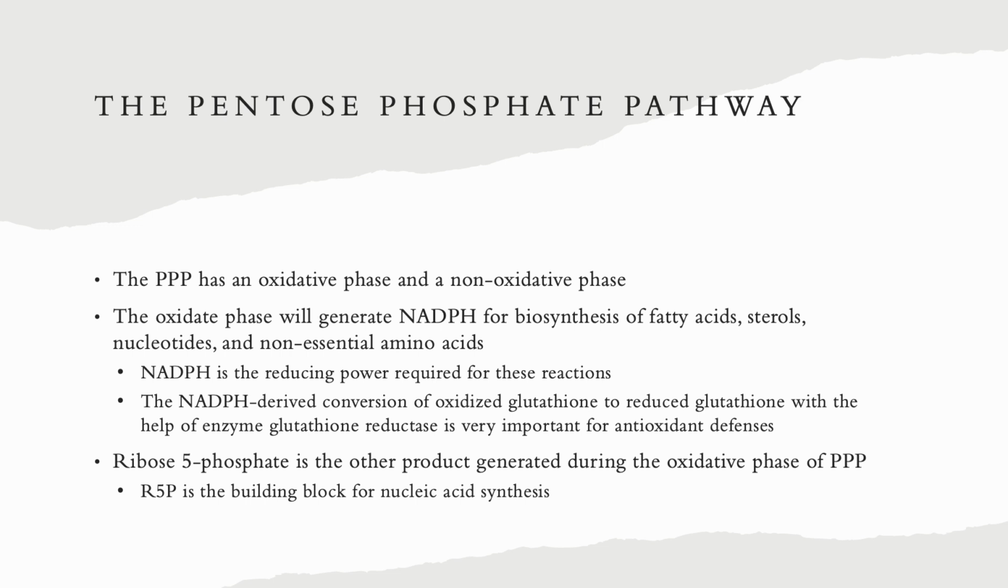The NADPH-derived conversion of oxidized glutathione to reduced glutathione with the help of the enzyme glutathione reductase is very important for antioxidant defenses. It also helps produce reactive oxygen species by acting as a substrate of NADPH oxidases. Ribose 5-phosphate is the other product generated during the oxidative phase of the PPP. R5P is the building block for nucleic acid synthesis.